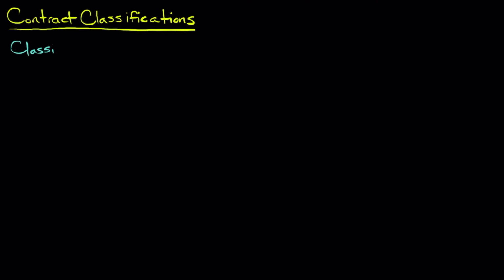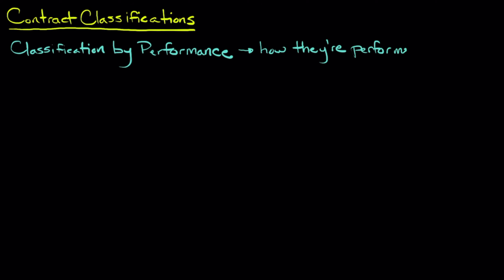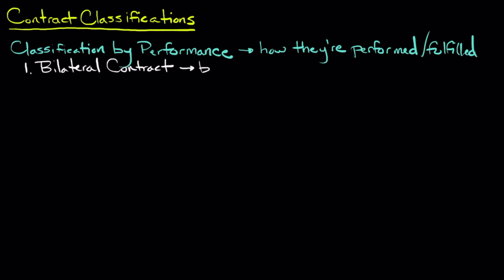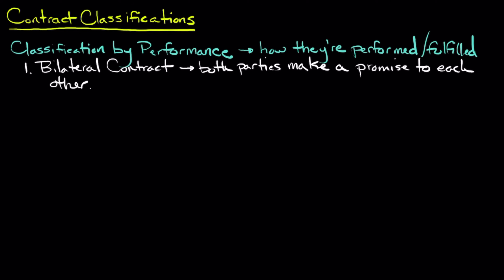First, contracts can be classified based on performance, which reflects how they are performed or fulfilled. Now, two common types of classifications based on this are what is known as unilateral and bilateral contracts. In a bilateral contract, both parties make promises to each other. These promises create a mutual obligation, and a contract is formed as soon as these parties exchange promises. For example, buying a product from a store is a bilateral contract. You promise to pay, and the store promises to deliver a product.